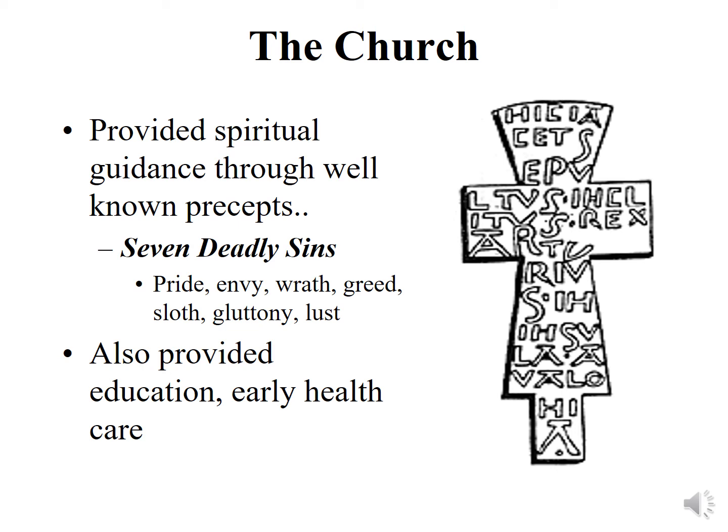Wrath is extreme anger. When you're full of wrath, your mind kind of turns off and you don't think logically. Greed, avarice, the love of money. Sloth refers to not only physical laziness, but spiritual laziness as well. Gluttony refers to not only overeating, but drinking too much as well. And then lust. And we all know what lust is. It's the physical part of love. And in case you're curious, this is kind of an order here for the 7 deadly sins, from worst to least worst. So the church not only had to make sure that everybody made it to heaven, but they also provided education and early health care.